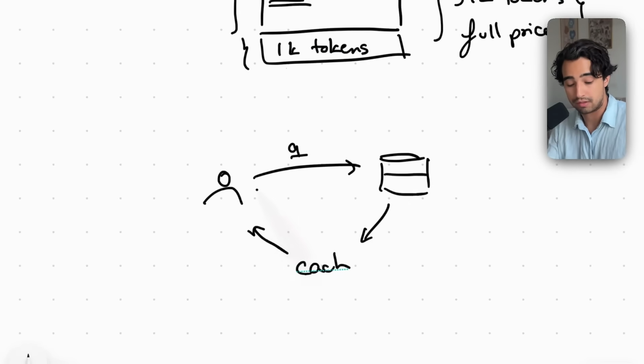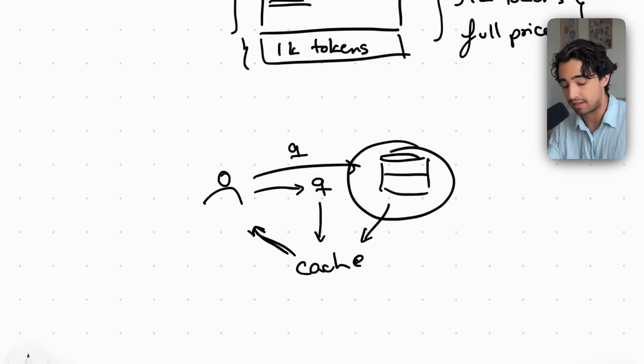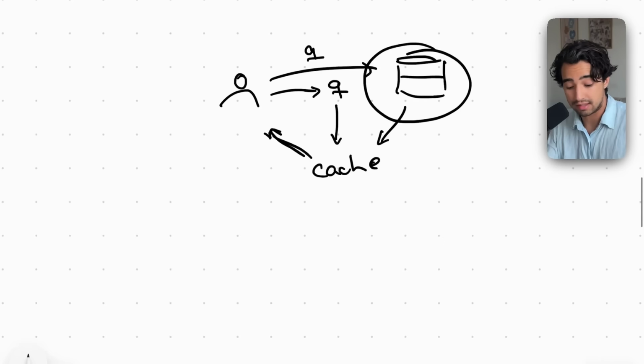And then whenever your application sends the same query to the database again, instead of going all the way to the database and reprocessing it, it's going to go to your cache. And the cache is going to return it to the user without having to process it again in the database. That is how you would usually expect caching to work. And if you see it like this, you would probably expect prompt caching to work something like this.